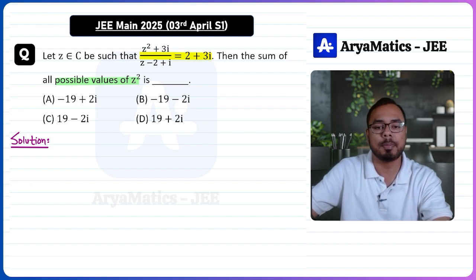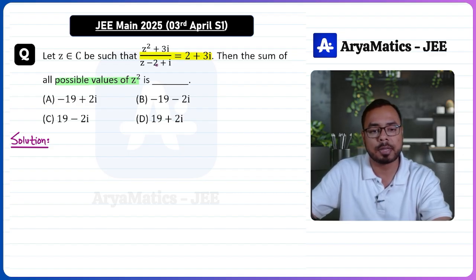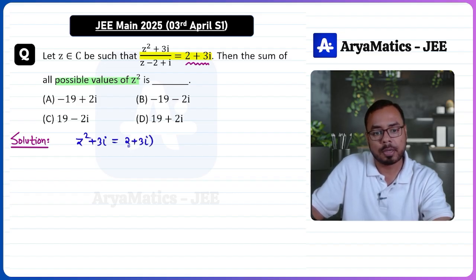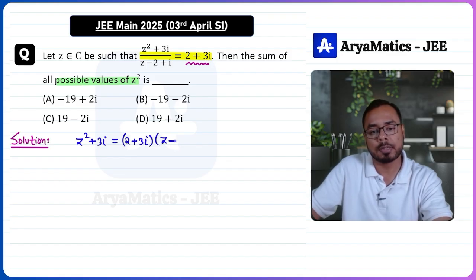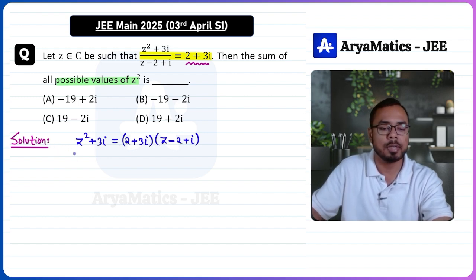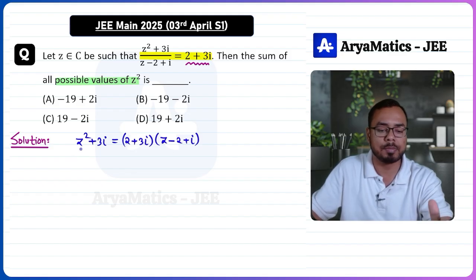So here if you cross multiply, we have Z square plus 3 iota divided by some expression in Z, and this is 2 plus 3 iota. So one can rewrite this equation as Z square plus 3 iota equals 2 plus 3 iota multiplied by Z minus 2 plus iota. And now you can see that we are getting a quadratic equation in Z, right? We have Z square, on this side we'll get Z, and then we'll have some constant term. So let us try to write this in a standard form, Z square, Z, and then constant equals to 0.